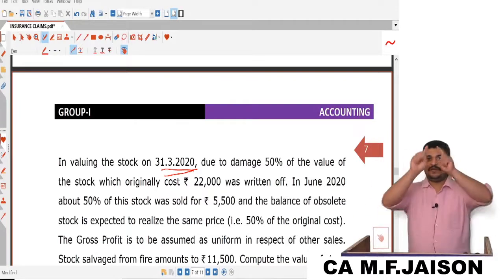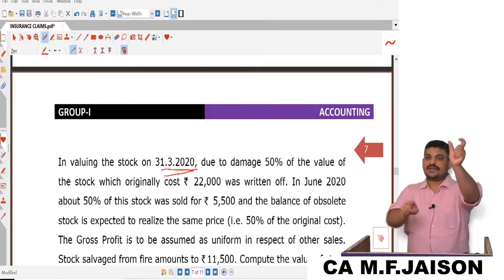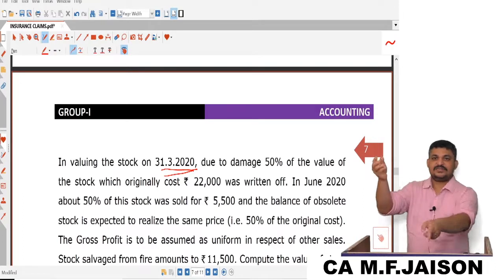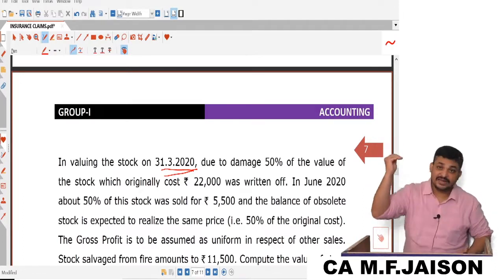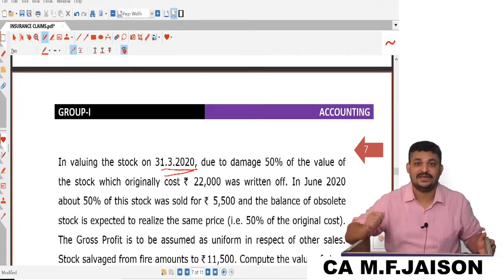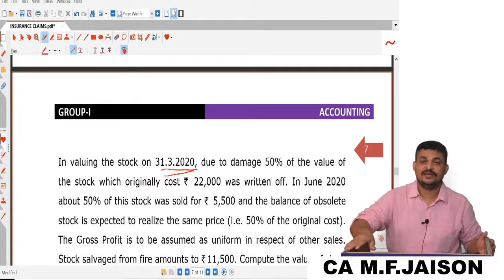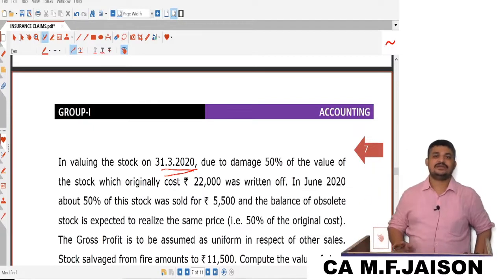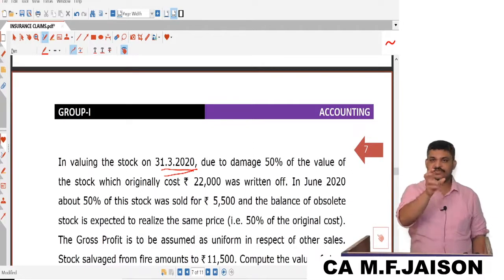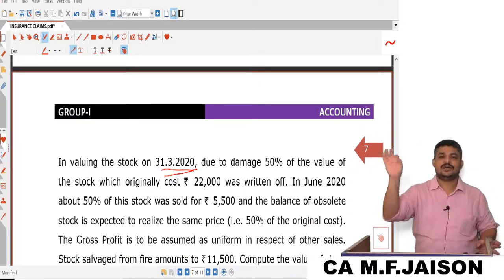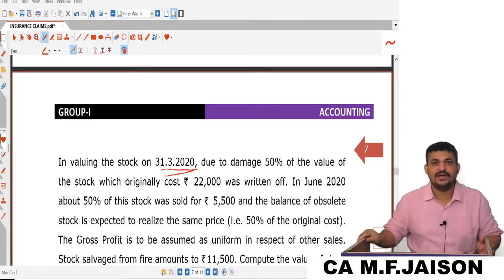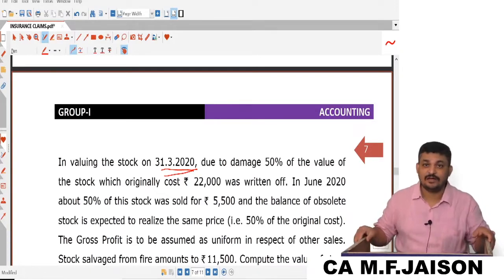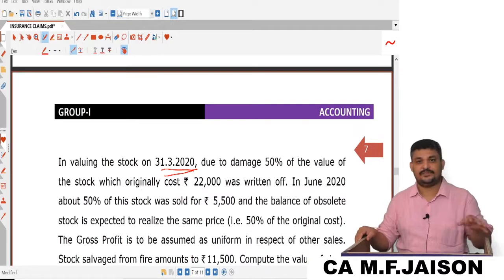Restoration approach is very simple. You prepare the trading account of the previous year. Take opening stock as given in the question, purchases and sales as given in the question. Closing stock alone, take the number which is given as 2 lakhs; that value is already reduced by 11,000. So that you add back. Whatever you have reduced, you simply add back. Opening stock, purchases, sales, don't make any change. How do you get 11,000? 22,000 into 50%. That you add back.